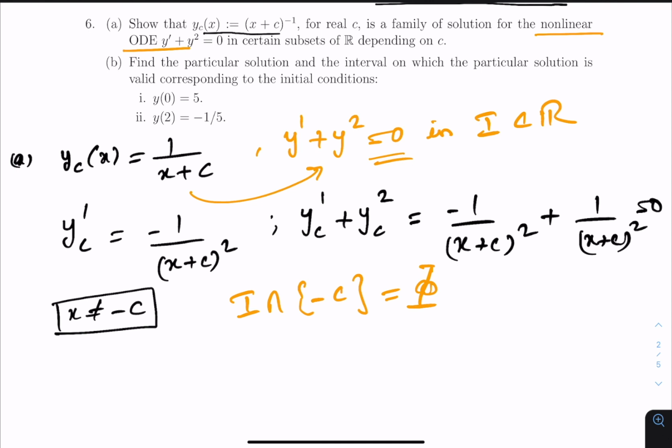This is true for each c. So as you change c, the domain has to change, right? I mean, in general this is a one parameter family of solutions. So that's why we have certain subsets of R depending on c.